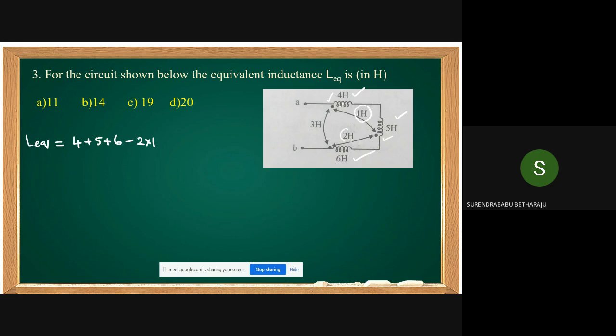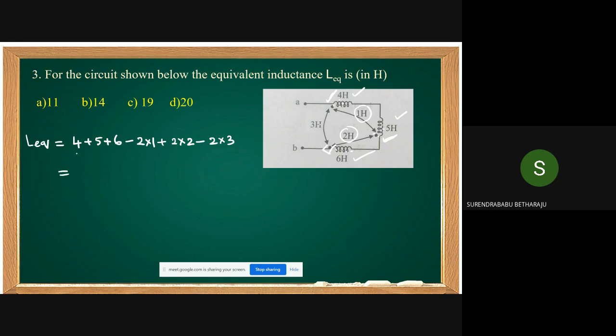Next, I'm checking for 2 Henry. 2 Henry is defined between these two coils. For this coil, it is an ending terminal. For this coil also, it is an ending terminal. Dots are placed at the ending terminal. Both are ending terminals, meaning adding, plus 2M. Next, I'm checking for 3 Henry. 3 Henry is defined between these two coils. For this coil, it is a starting terminal. For this coil, it is an ending terminal. It is opposing, minus 2 into 3.